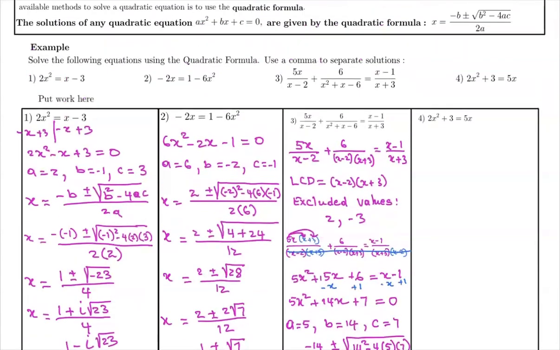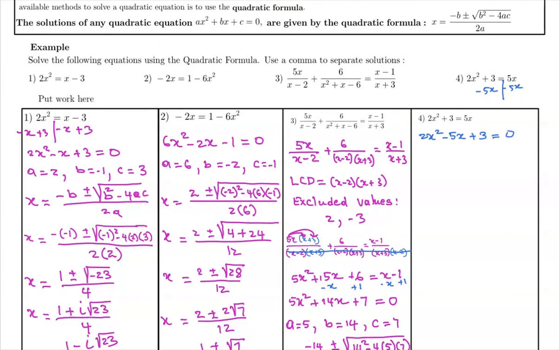Next and final example in using the quadratic formula is the equation 2x squared plus 3 equals negative 5x. Standard form is when you subtract 5x on both sides. So the equation in standard form is 2x squared minus 5x plus 3 equals 0.